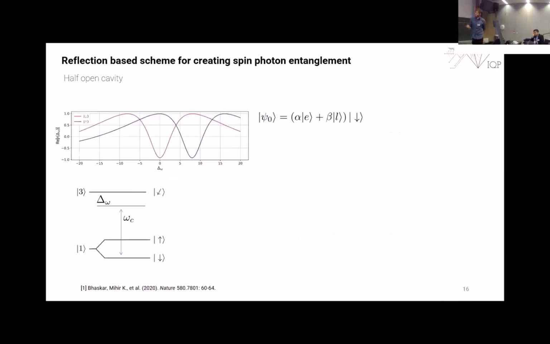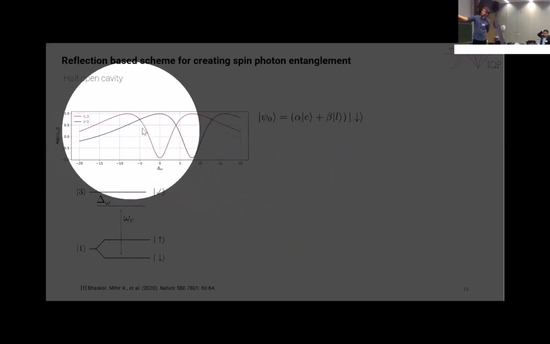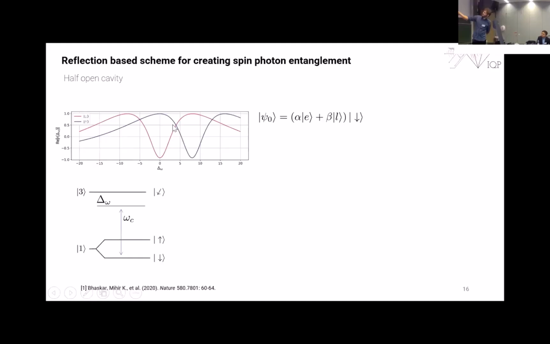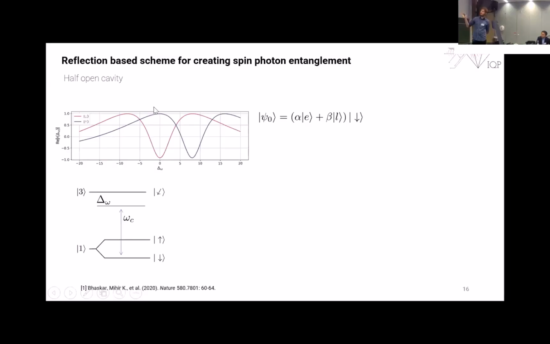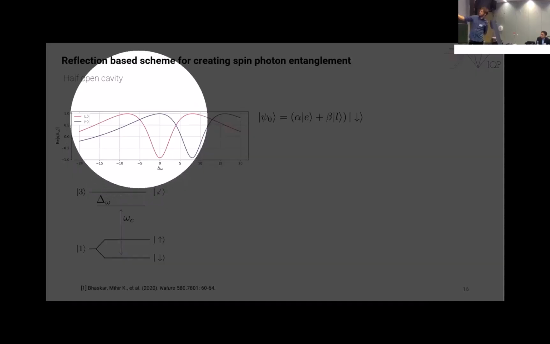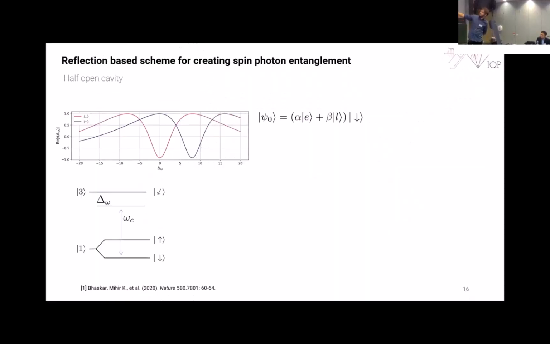So there's another scheme that is based on a half-open cavity, more like the cavity I showed, and here I just show the real part of the reflectivity. You can again see that depending on the spin state, red is spin down, blue spin up, the real part can either be positive or negative at this operation point. So if I'm at zero detuning, the real part of the reflectivity will either be +1 for spin up or -1 for spin down.